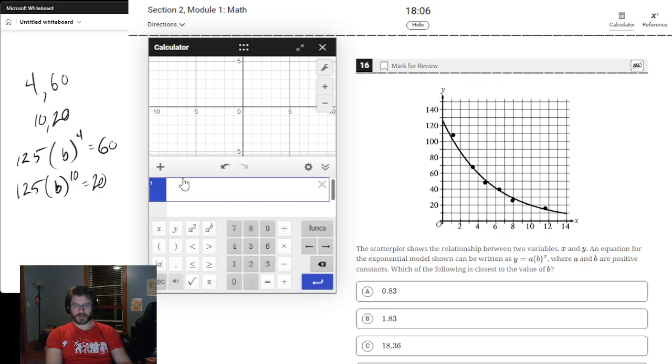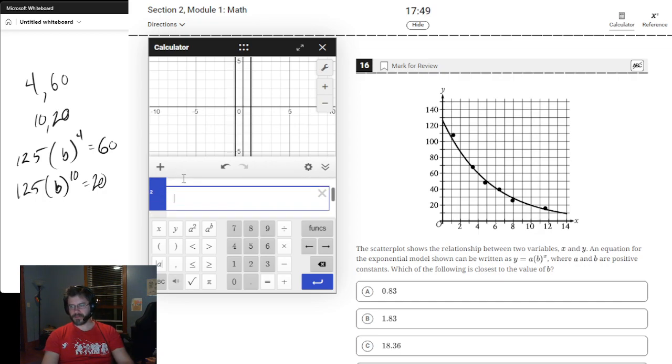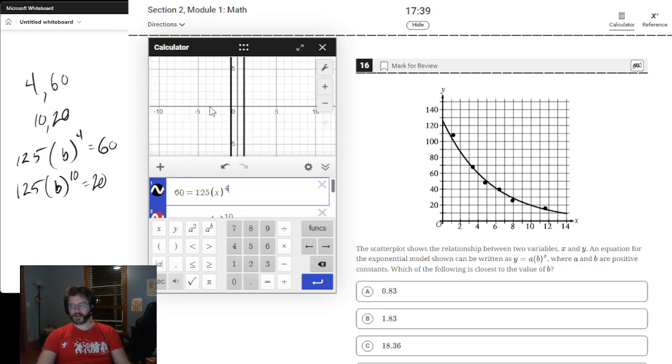Okay, y equals 125, and we've got to use x and y on this. x, and I'm sure I'm missing something. I'm sure there's a faster way. But you know what? We have the tool, we might as well use it. We got 20 equals 125 x to the power of 10. All right, cool.